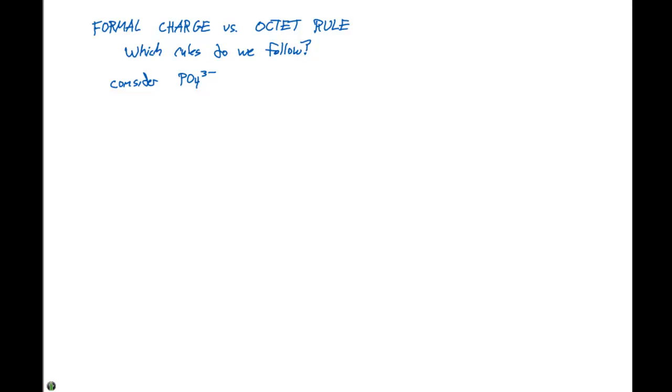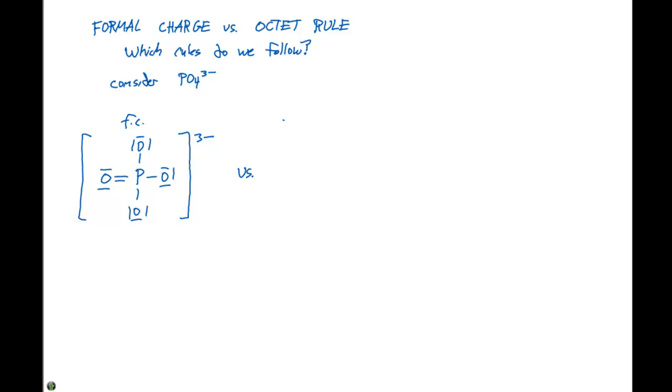So we've talked about structures that would be predicted by formal charge rules versus structures that we would predict based on the octet rule. So the question is, which rules do we follow? So let's consider PO4 3-. Based on formal charges, what we would predict is 3 phosphorus oxygen single bonds and 1 phosphorus oxygen double bond.